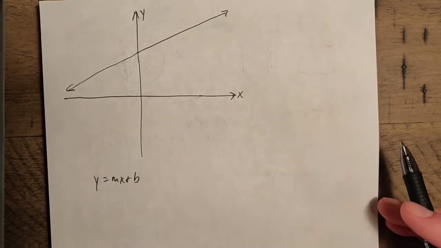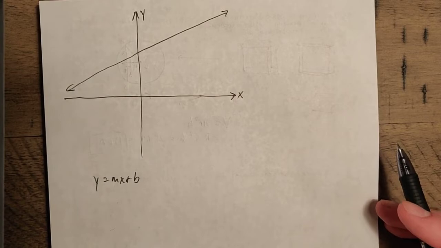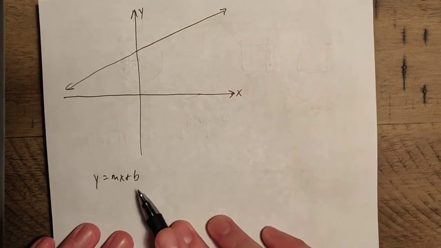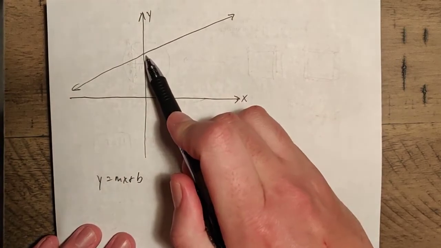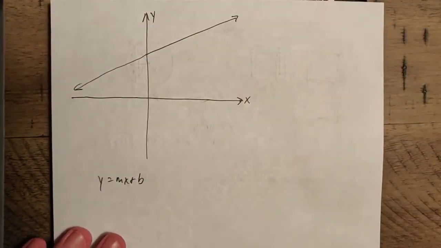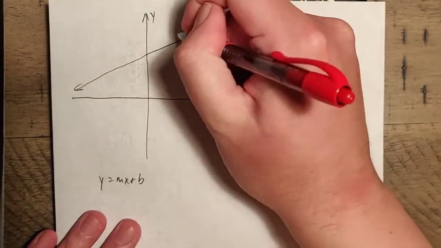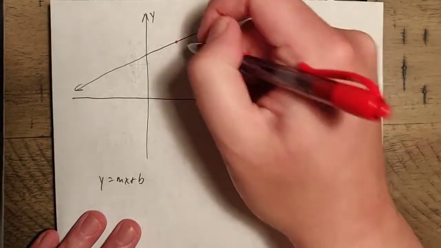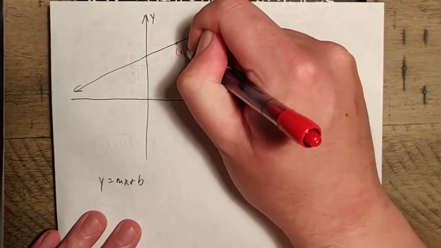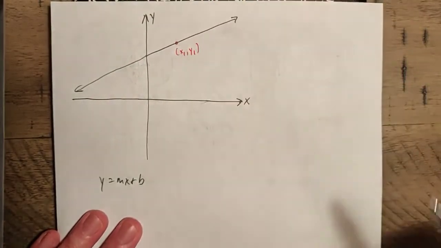Now, this is all fine and dandy, assuming you have this information here. If you don't have the y-intercept, things can get kind of messy, right? Because this b represents the point where the line hits the y-axis. But you may not have that information. For instance, even though we have a point and a slope, which is enough to determine the line, that point could be anywhere.